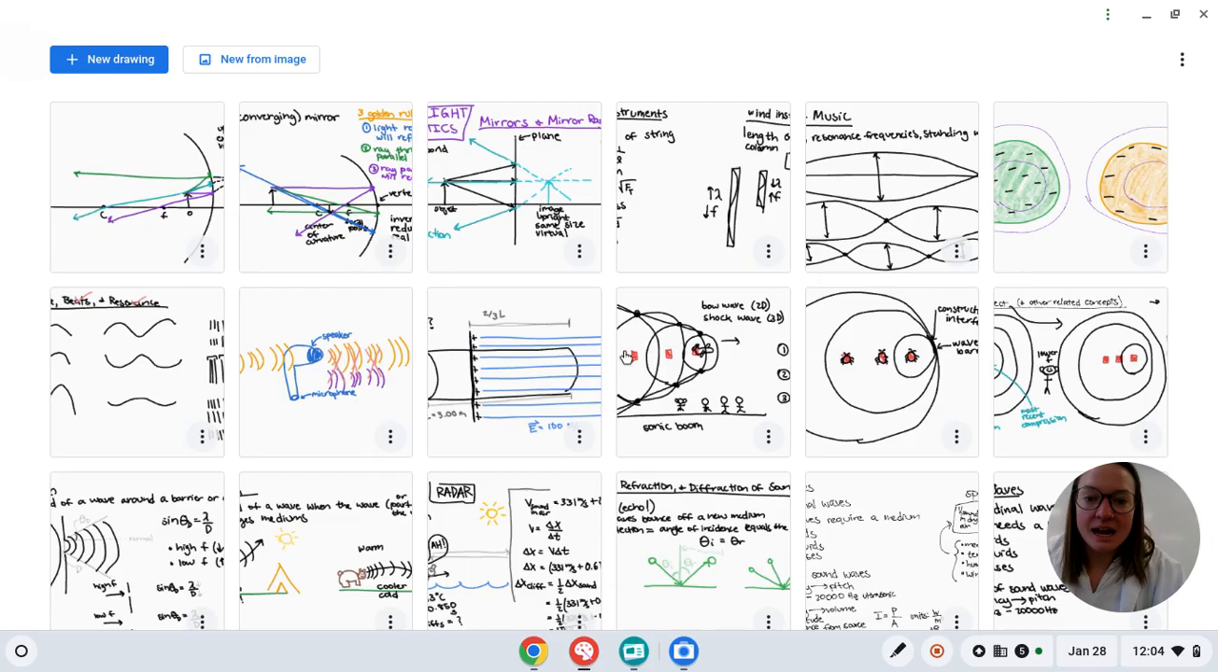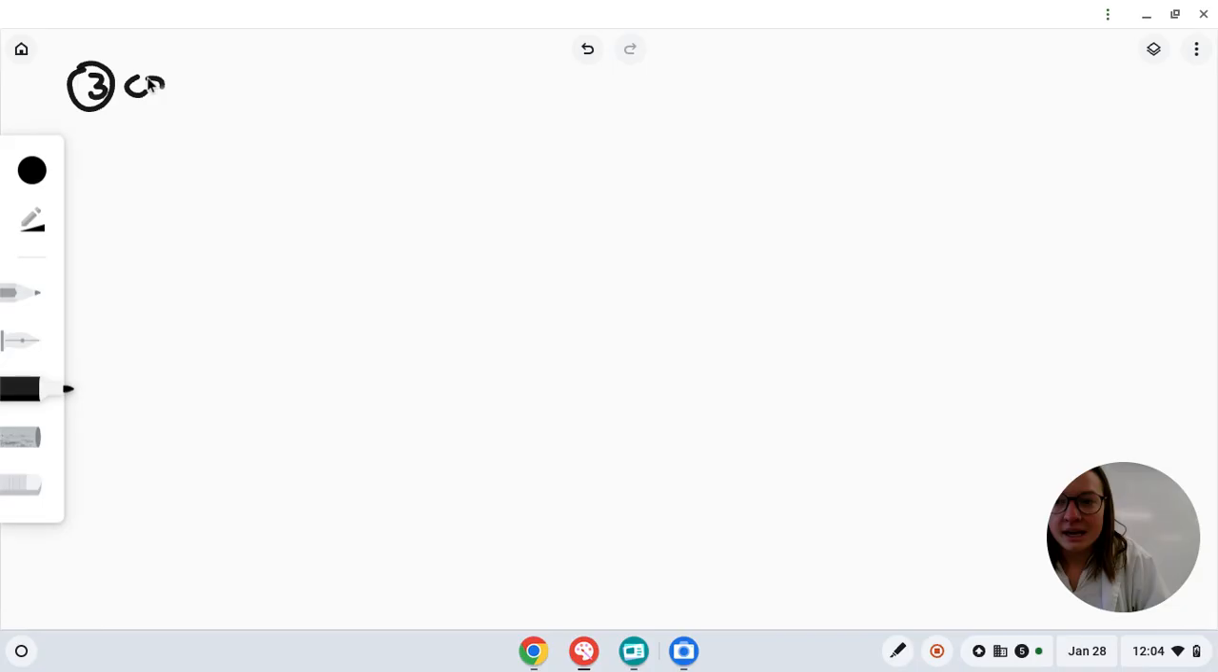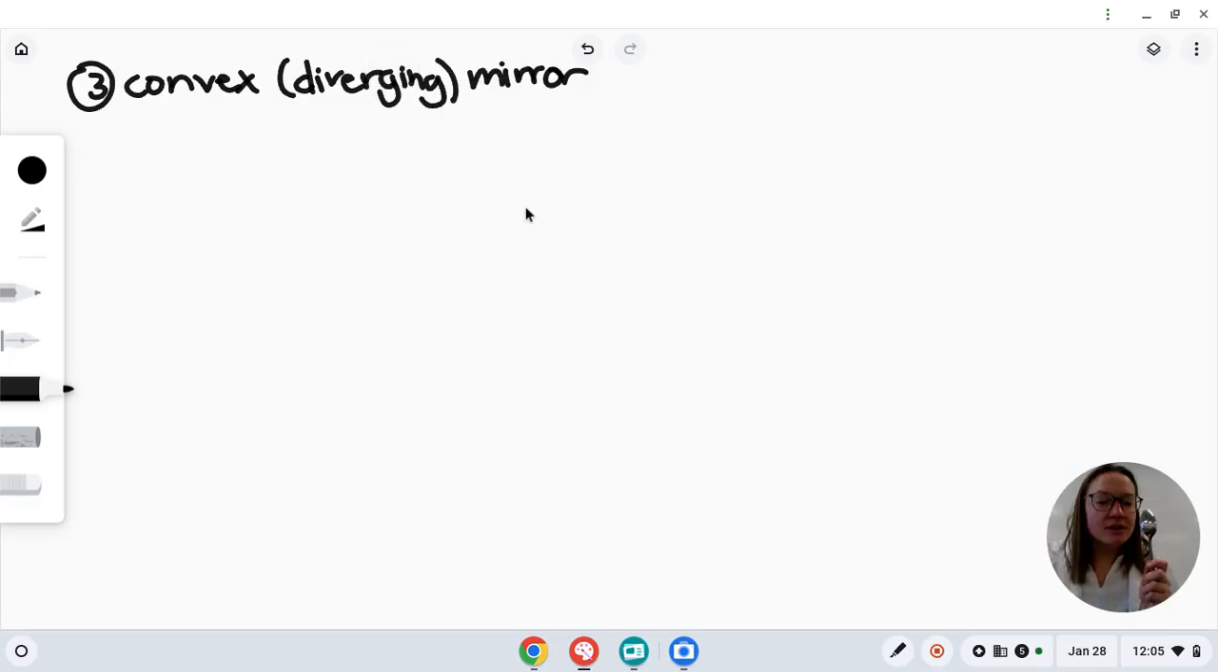Okay, this last type of mirror. Type 1 that we looked at today was a plane mirror. Type 2 that we looked at was a concave mirror. Type 3 that we're going to look at is what we call a convex mirror, or a diverging mirror. A diverging mirror is what you see when you look at the back of the spoon.